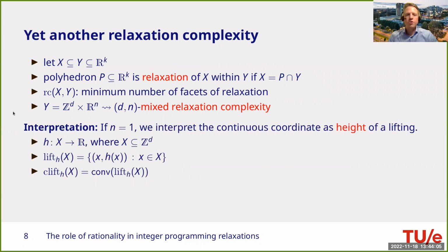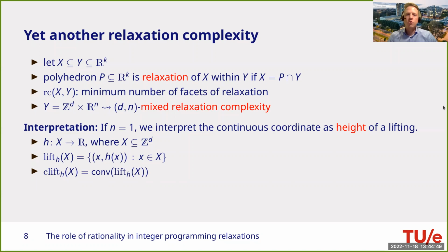And in particular, if we restrict ourselves to mixed relaxations in which n is 1, we can interpret this additional continuous coordinate as a height of a lifting of integer points, which means that if we are given a set of integer points X, then we can define a function h that assigns each of these integer points a real value that we can interpret as a height. And then we can consider this mixed integer set of points as a tuple that consists of the original integer point plus its height value. And it will turn out to be useful to consider in the following also the convex hull of the lifting of these sets of points, which I denote by C_lift^h(X).